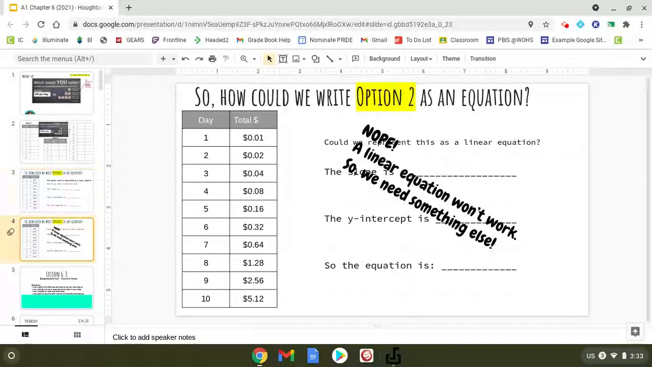But then if we did option 2, we kind of run into a problem. So first of all, day 1, you'll have 1 penny. Day 2, 2 pennies. Day 3, 4 pennies. Basically goes up from there, doubling each time.